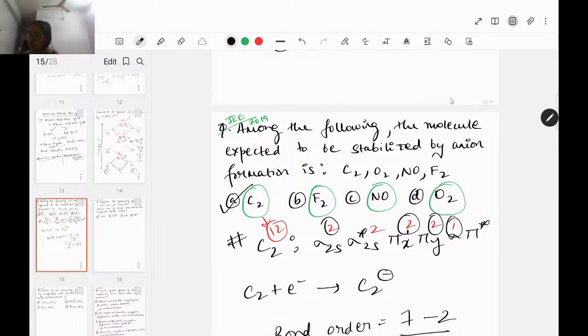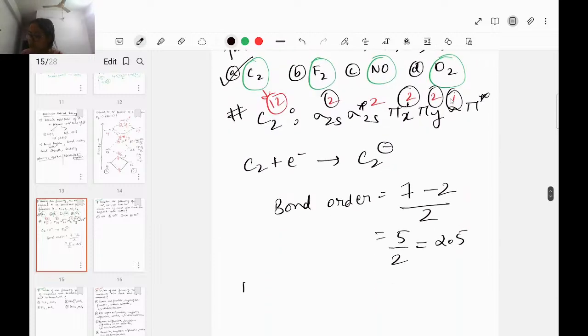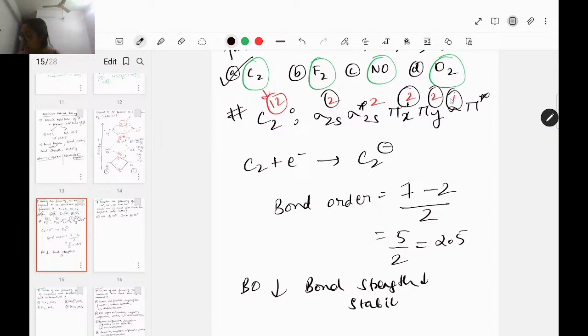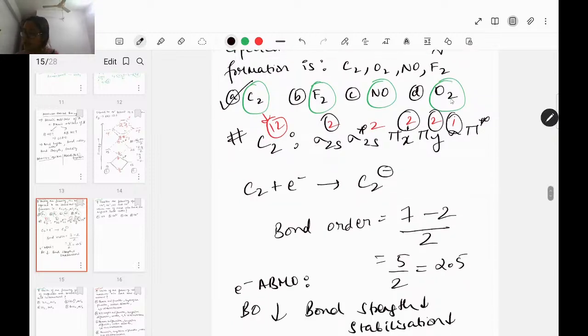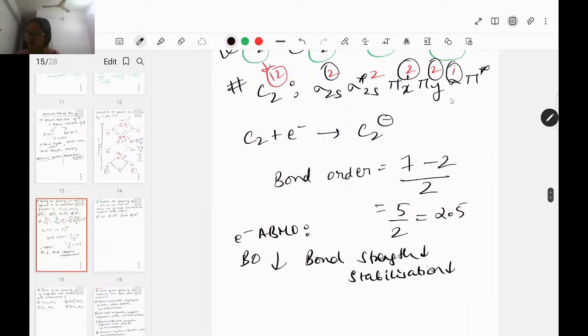But in case of F2 and O2, you will see the electron is entering the anti-bonding molecular orbital, and if it enters the anti-bonding molecular orbital, the bond order decreases, the bond strength decreases, and the stabilization of the molecule decreases. That only happens if the electron enters the anti-bonding molecular orbital. So this is very important for you to know. Extremely important. So the answer was C2, the first one only.